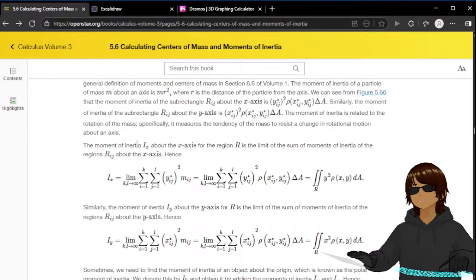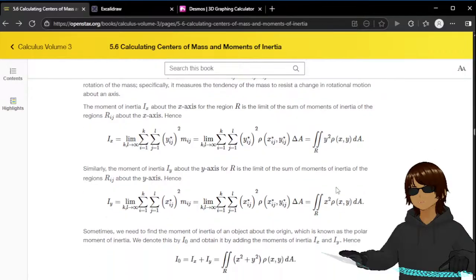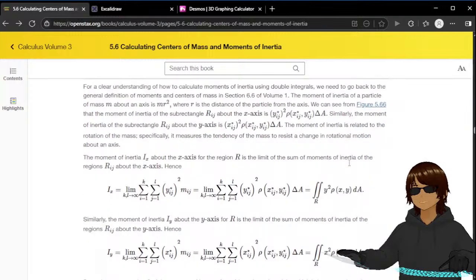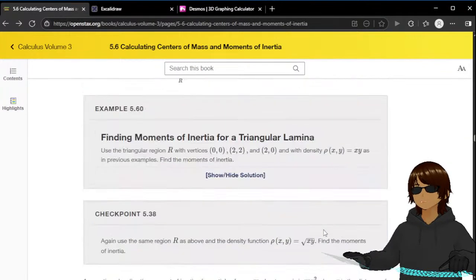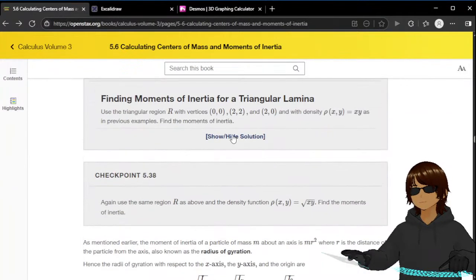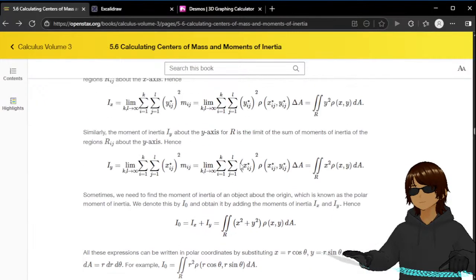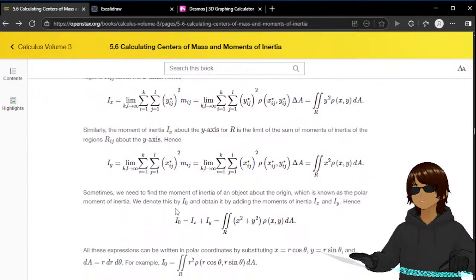The moment of inertia Ix about the x-axis for a region R is the limit of the sum of moments of inertia of the regions Rij about the x-axis. Hence, we have this, and then we have this. So they're using y squared instead of y previously. Oh, the total inertia is just added: Ix plus Iy.